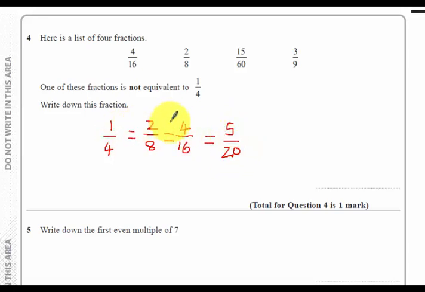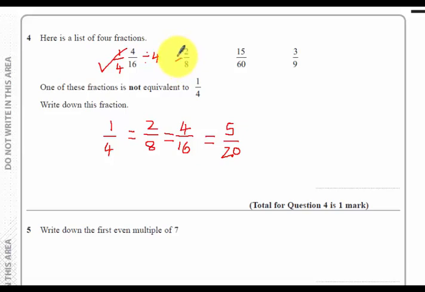So the opposite of multiplying, because doing it this way I have to hope I hit on these fractions by chance, the opposite of multiplying is dividing. So I need to find a number that divides into each fraction that will bring us down to 1/4. So 4/16, if I divide top and bottom by 4, I'm going to get 4 divided by 4 is 1, 16 divided by 4 is 4, that one's 1/4.